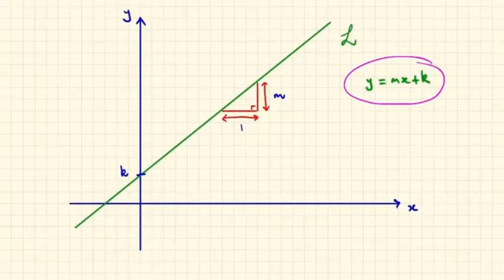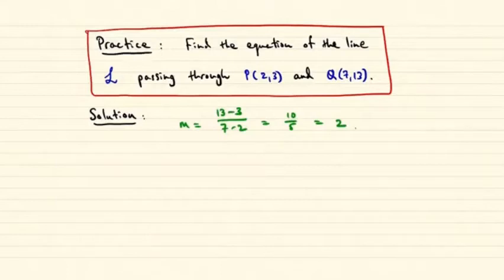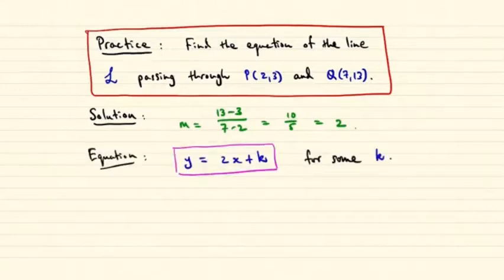Here's some practice. Find the equation of the line passing through P and Q with coordinates 2, 3 and 7, 13. To solve this, we must first find the slope m and quickly see that it evaluates to 2. So the equation must be of the form 2x plus k for some k.